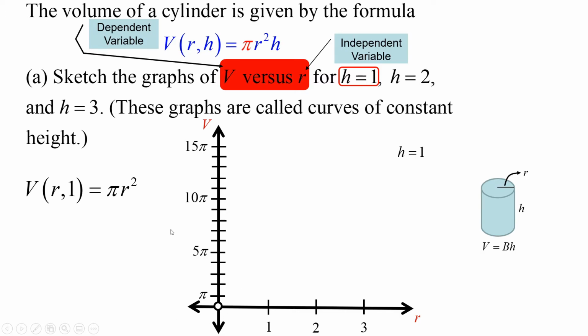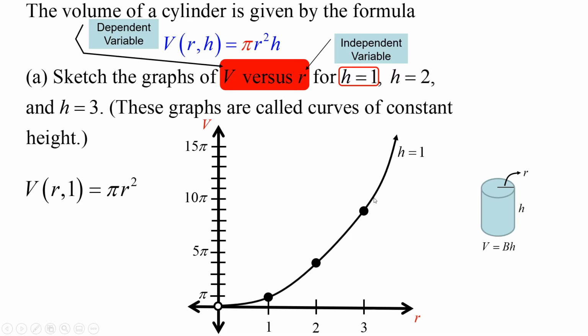Now, if the radius is 1, 1 squared times pi, the volume is pi. Solid dot right there. If the radius is 2, 2 squared times pi, that'd be 4 pi. So let's put a dot up here at 4 pi, about right in there. Okay? And if the radius is 3, 3 squared is 9, 9 pi. The volume is 9 pi. So let's let 3 go up to 9 pi, about right there. Okay, and now let's draw a smooth curve through the scatter plot. And there's my curve of constant height h right there, V versus r. And there it is.